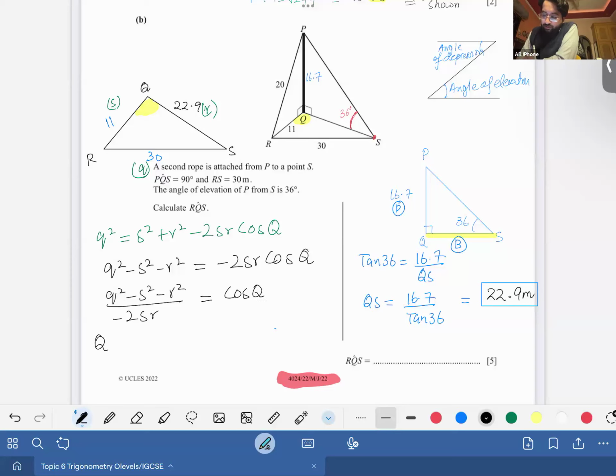So now I don't need cos q, I need q. So q is equal to cos inverse of these values. Agree or not? So I'm going to put the values here now. Small q is 22.9 squared minus s squared, which is 11 squared, minus 30 squared, divided by minus 2 into 11 into 30. Can anyone solve this question for me? Put these values in the calculator and tell me the final answer.